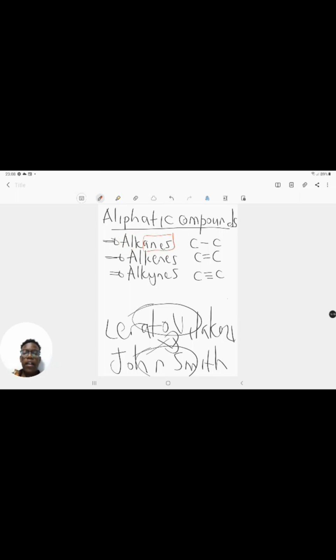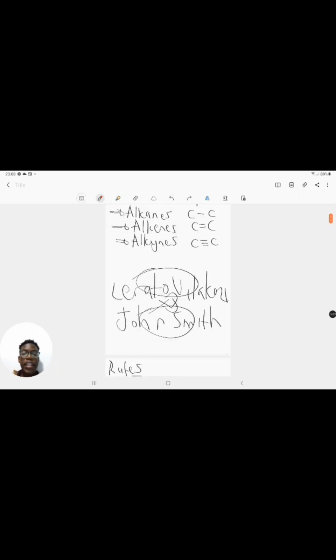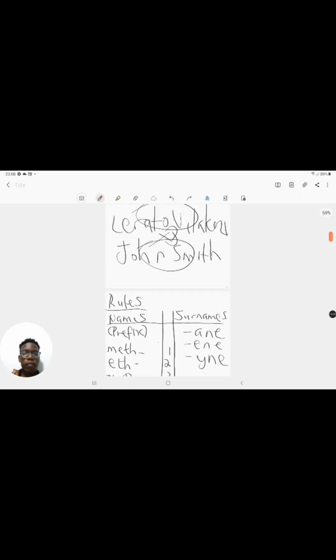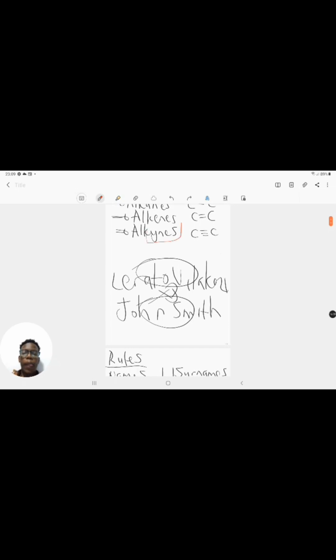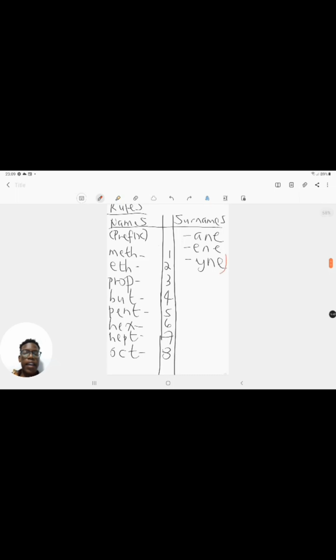Alkanes have that surname there, ane, right? You notice that. Alkenes have that surname there, ene. And alkynes have that surname there, yne. Okay, so we know that ane represents alkanes, ene represents alkenes, and yne represents alkynes.